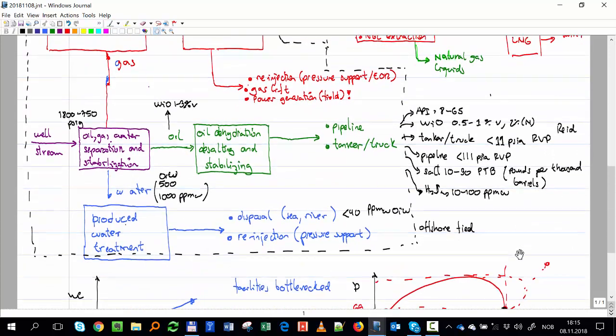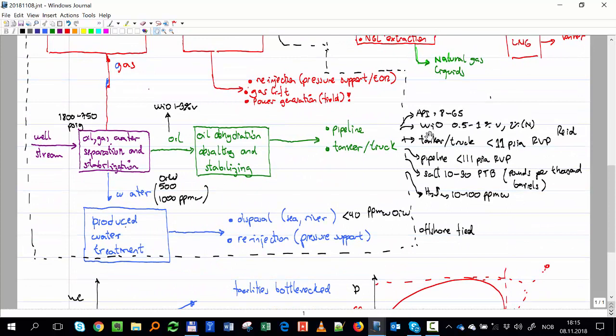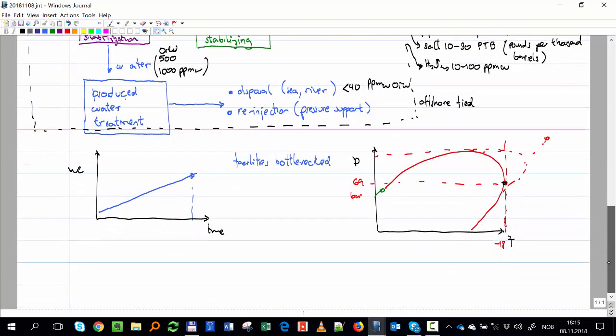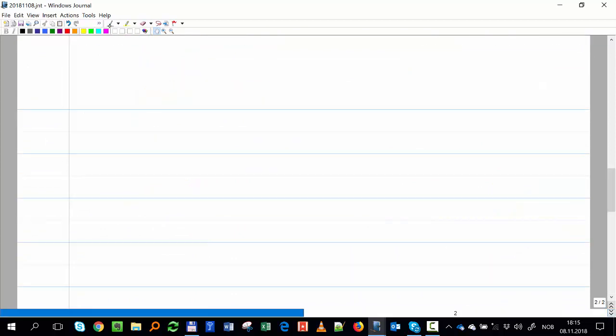And then for oil, the water content is important, salt is important, API is very important, and basically just the oil content. Okay, so I'm going to write something here just before we leave this, just to see what kind of technologies we use in each part.